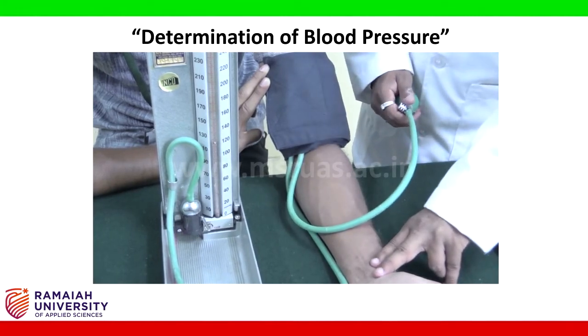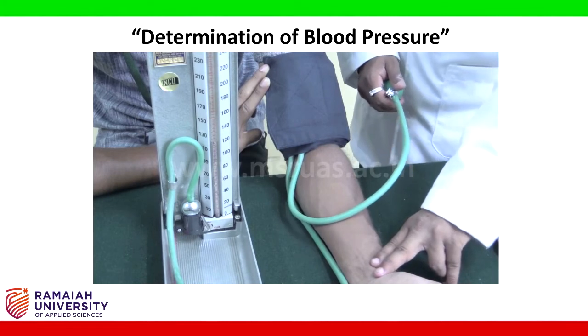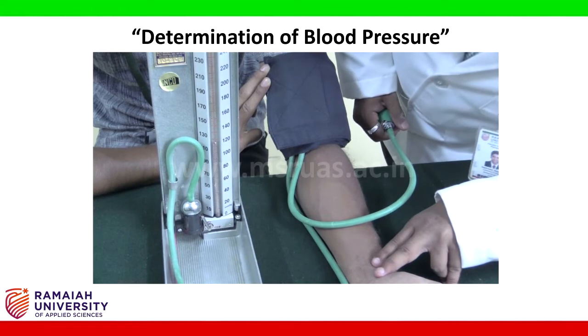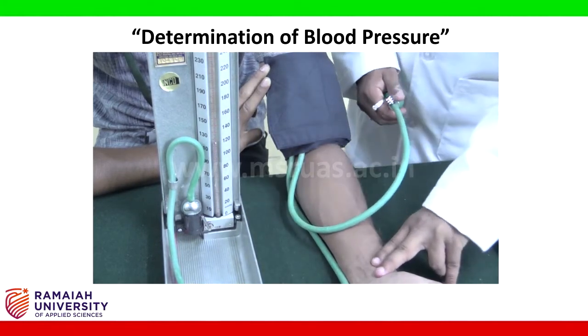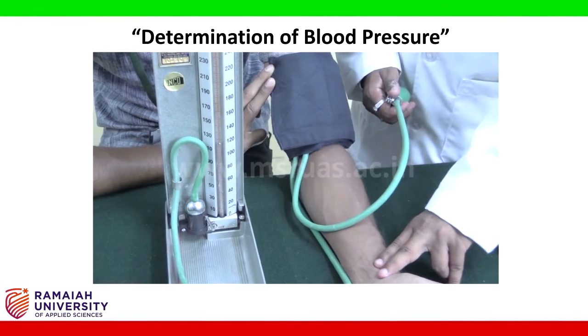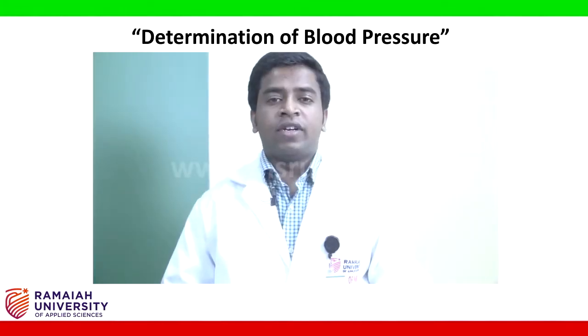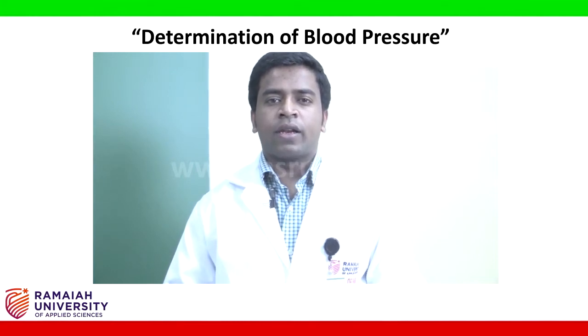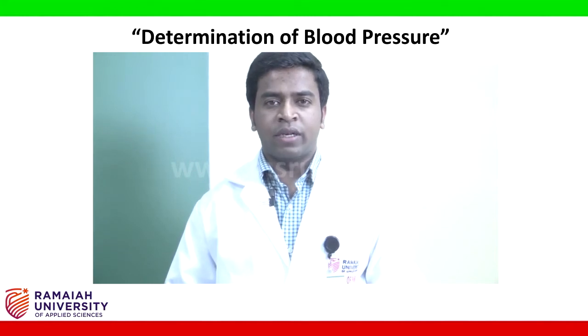Note the pressure at which the pulse reappears. In this case, it is 118 mmHg. This is systolic blood pressure as detected by palpation. After determining systolic BP using palpation, now we will move on to auscultatory method of measurement of blood pressure.